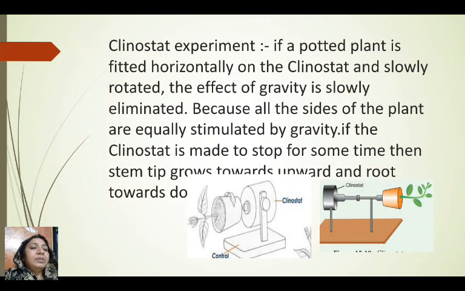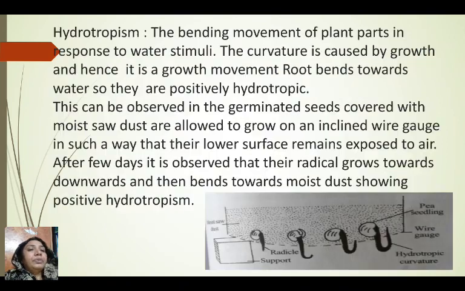In these two figures we can see that if the clinostat is slowly rotated at an interval of 4 minutes, then horizontal growth of the plant takes place, and if it is stopped for some time, in the second figure you can see that there is development of a curvature, and the stem apex shows positive phototropism and the root shows negative phototropism.